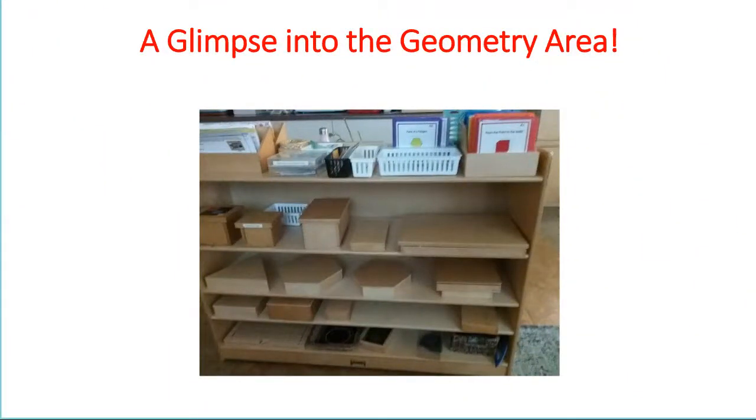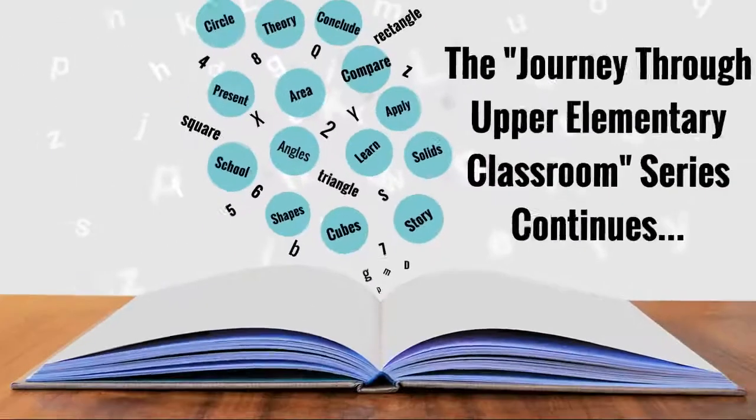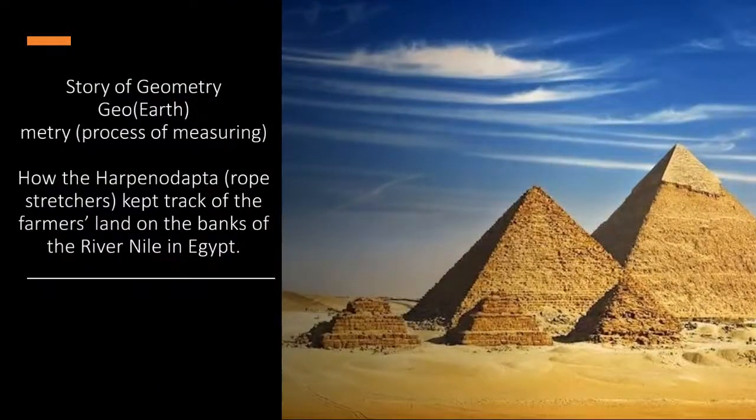We will continue this journey with a walk through our geometry area. Geo means earth and metry means the process of measuring. This branch of math had its beginnings in Egypt with the practice of measuring and marking the ownership of farmers' land with the help of rope stretchers.